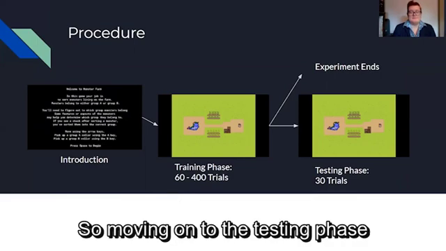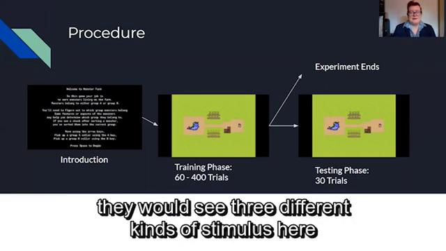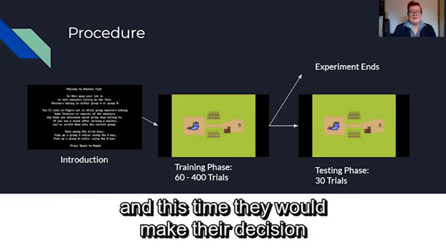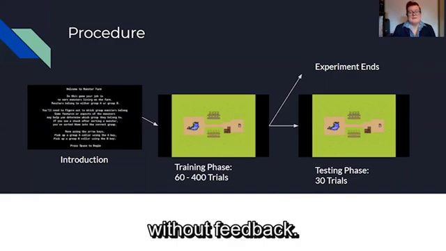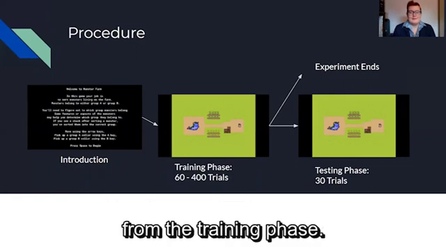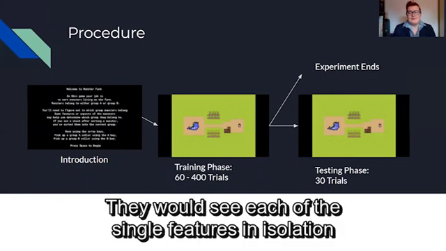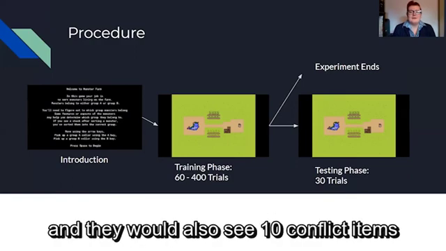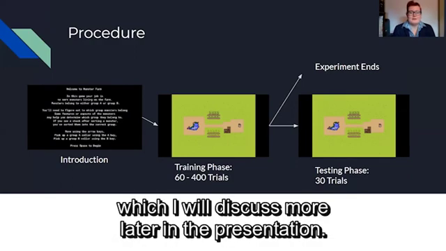When they move on to the testing phase, they would see 3 different kinds of stimulus here, and this time they would make their decision without feedback. They would see the 10 different variations of the stimulus from the training phase. They would see each of the single features in isolation, and they would also see 10 conflict items, which I will discuss more later in the presentation.